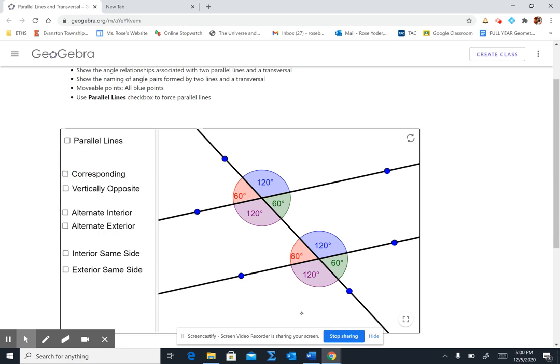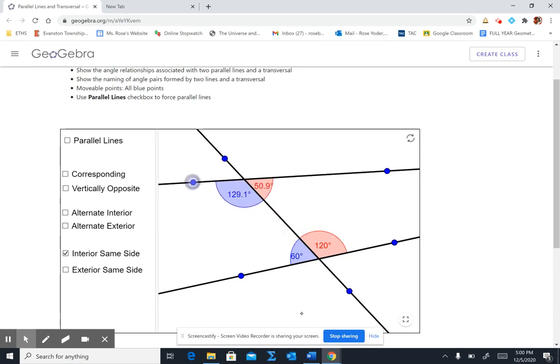If you look at the alternate interior, check out blue and blue, 120 and 120. Or the alternate exterior, 120 and 120. Or 60 and 60. All right, now check out the same side interior ones. Check out the blue. They are not congruent to each other, 120 and 60. Hopefully I didn't pick numbers that are deceiving to you.